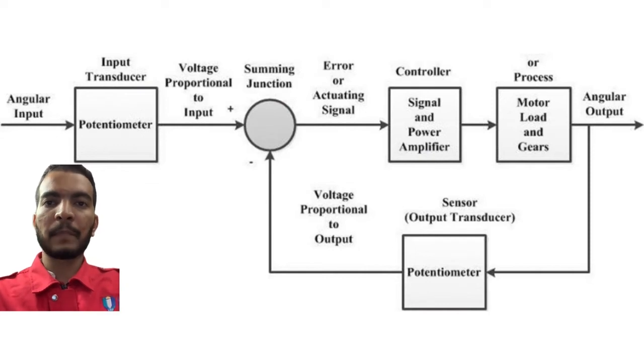Today I'm going to talk about the block diagram of the system for controlling the position of the antenna. As you can see in the picture, the system for regulating the telescope antenna position consists of two potentiometers, one at the input and the other at the output, a power amplifier and preamplifier, a load and a motor.